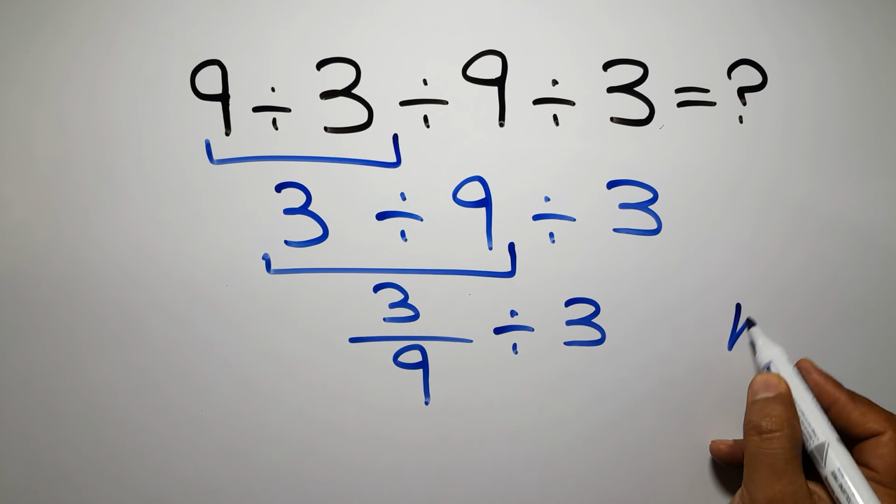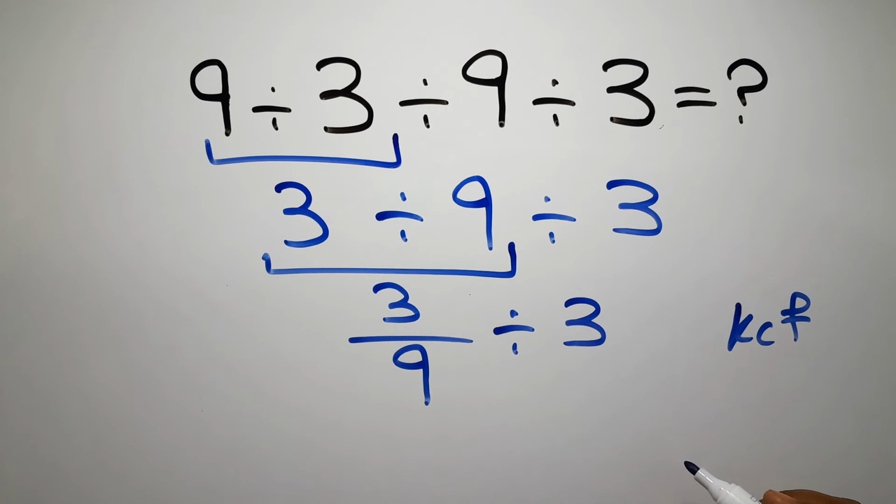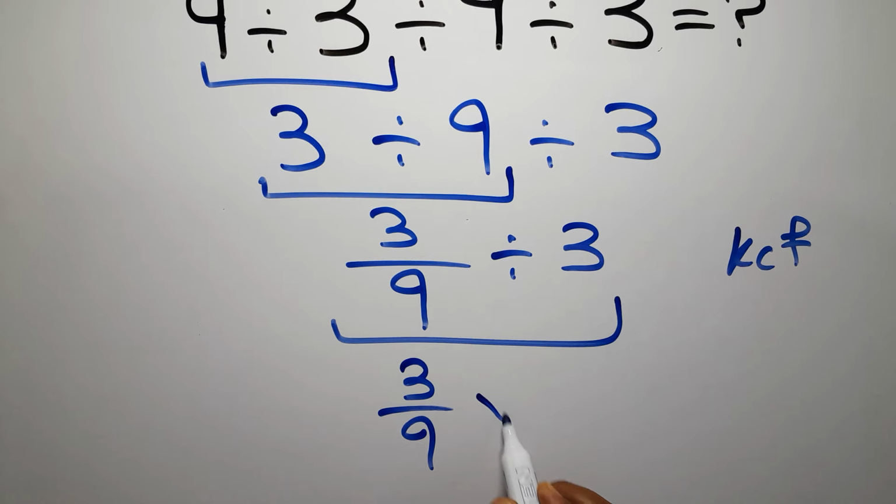According to the KCF rule, K stands for keep, C stands for change, and F stands for flip. We can write keep the first fraction, change division to multiplication, and flip the second fraction. So 3 over 9 times 1 over 3.